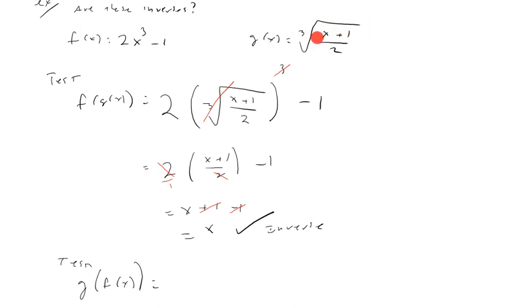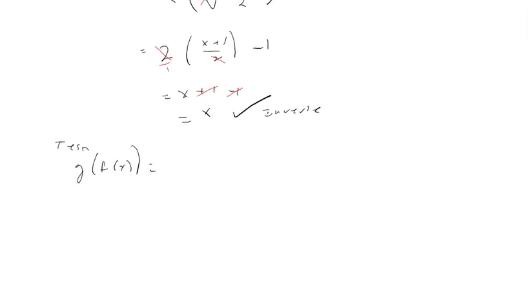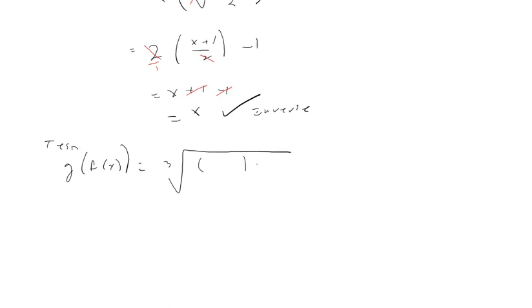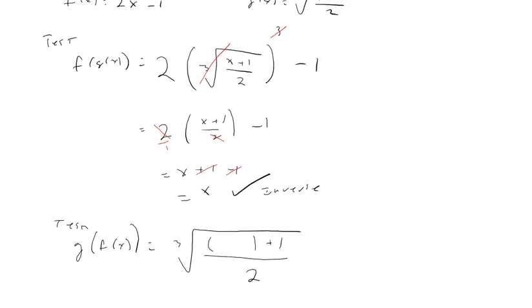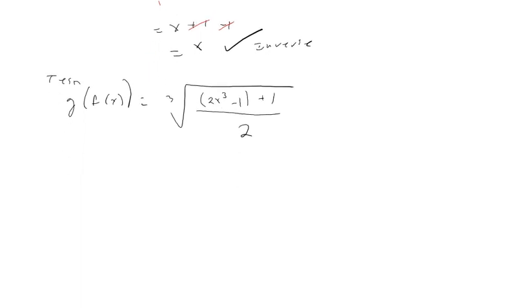So my g function is, I've got the cube root of something, right? My parenthesis. What is it? Plus 1 over 2. And in that parenthesis, I'm going to put the f function, which was 2x cubed minus 1. 2x cubed minus 1. And I want to see these things cancel out.